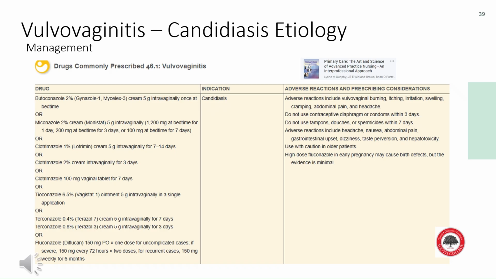uncomplicated, recurrent cases, all of that, especially when looking at Diflucan, because I think if you take the full treatment of a topical vaginal cream, you're more likely to have a cure. And that's sort of a clinical pearl. With the oral medication, you may need to treat again, and you can look at those prescribing guidelines there.